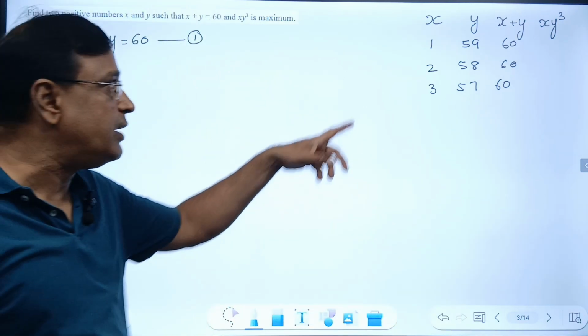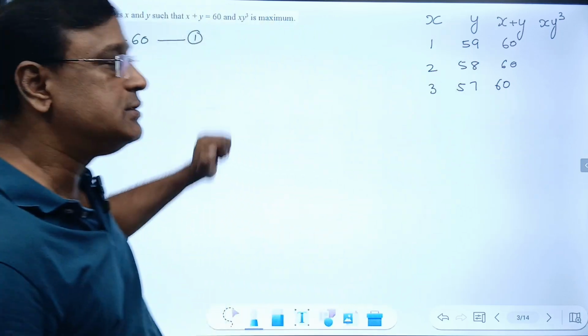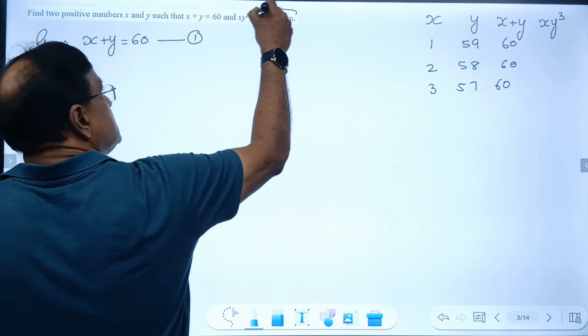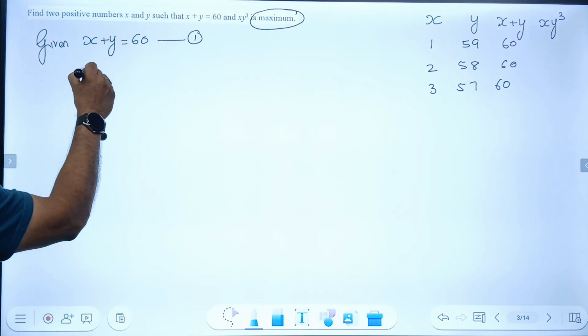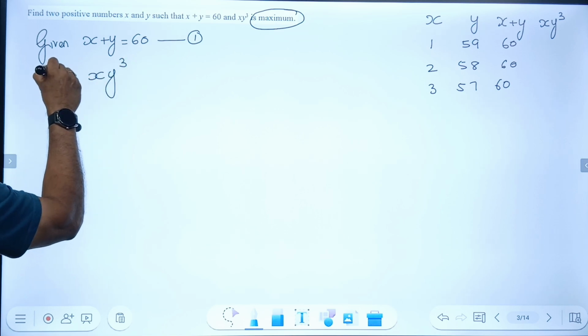As an exercise, you can try this and see. If you have time, you try it and see. The answer will tally with this. We'll see how we go about it. Now what I do, here I want to maximize. What do I want to maximize? I want to maximize x y cube. So I will call it by a new variable p.